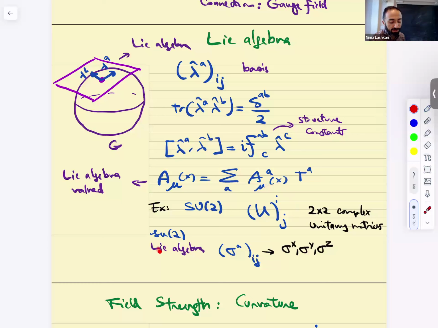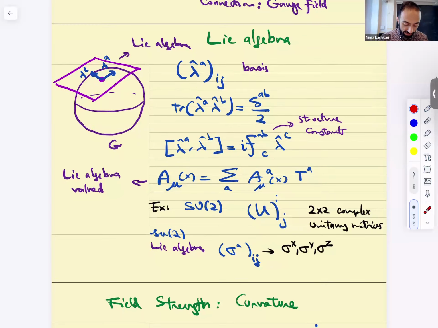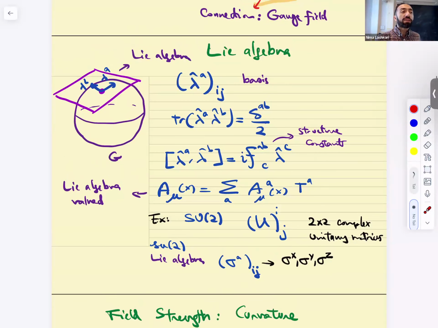Now, a basis for the Lie algebra of SU2 is X, Y, Z, right? Why is there no identity there? Because it's SU2. If I had U2, there would be the identity there. You remember what this deal was? We made a huge deal out of this, but there's no identity for it. Okay, good. Any questions so far?